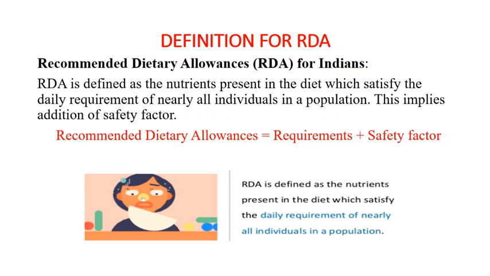RDA is defined as the nutrients present in the diet which satisfy the daily requirement of nearly all individuals in a population. So this also considers the safety factor. That means usually when cooking, some amount of nutrients can be lost, or in processing also some amount of nutrients could be lost. So those also you have to consider. By considering all these, the nutrients present in the diet which can satisfy the daily requirement of nearly all individuals in a population can be defined as RDA.